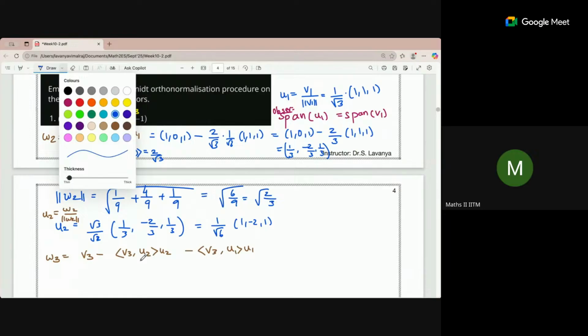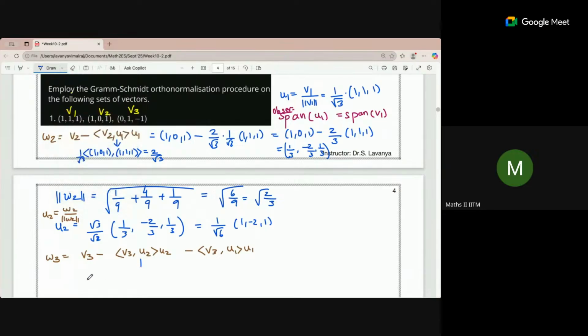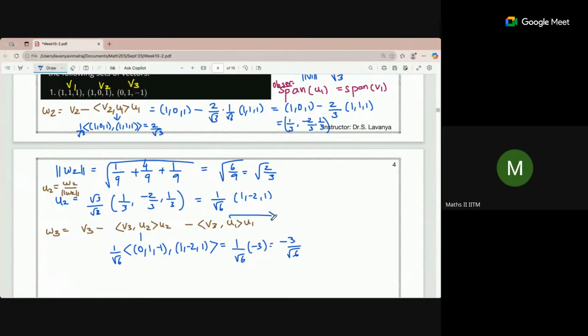So what's the value of first of all inner product V3 comma U2? So this is your V3 and this is your U2. So you have 1 by root 6 commonly, and then you have (0, 1, minus 1) and U2 is (1, minus 2, 1). Minus 2 minus 1, so it's minus 3. So minus 3 by root 6. Similarly, what is inner product of V3 comma U1? Compute and tell me the value alone. Ma'am, 0. Yes, so this part is 0.